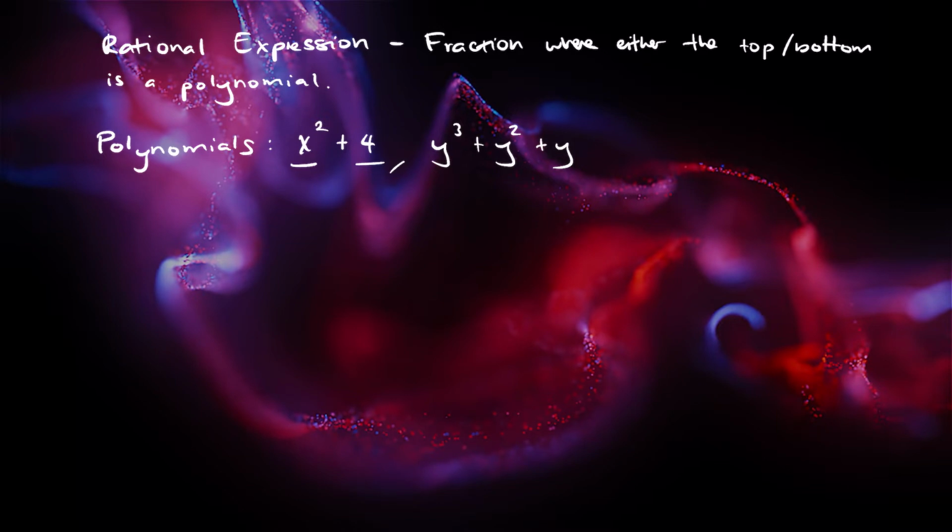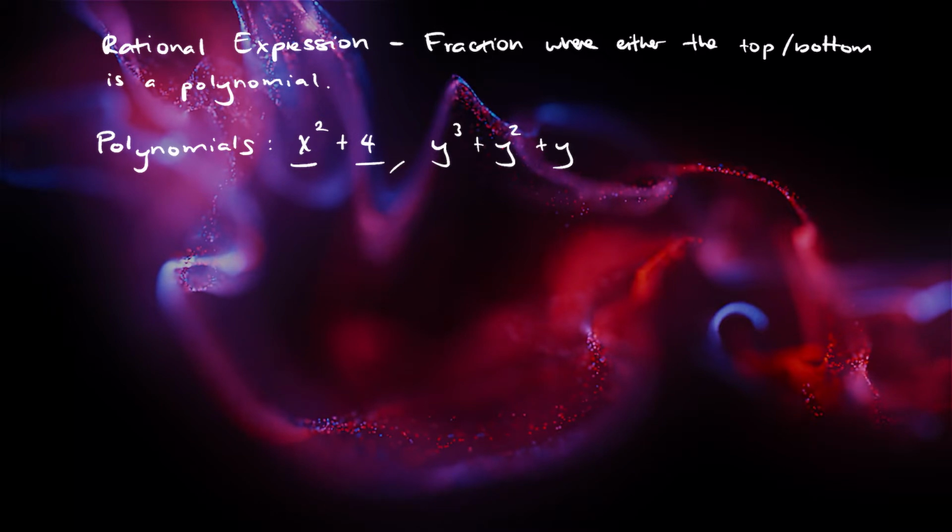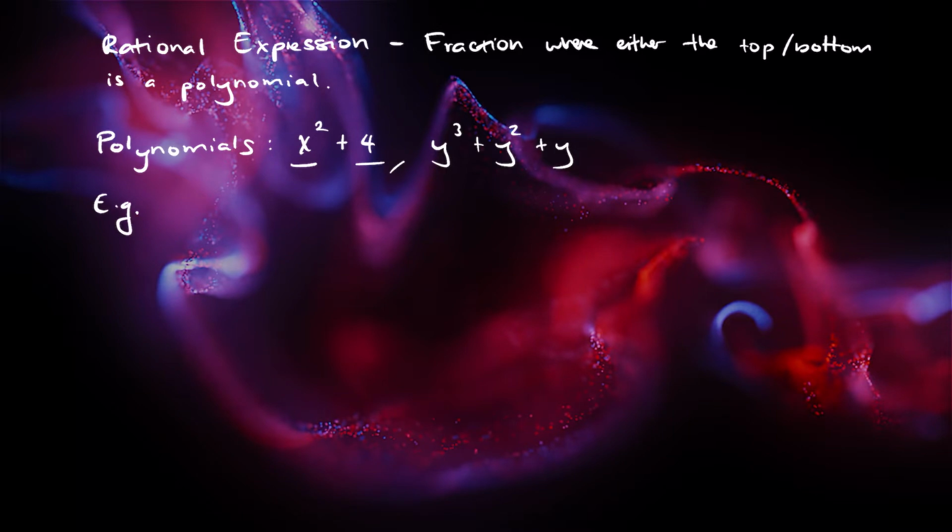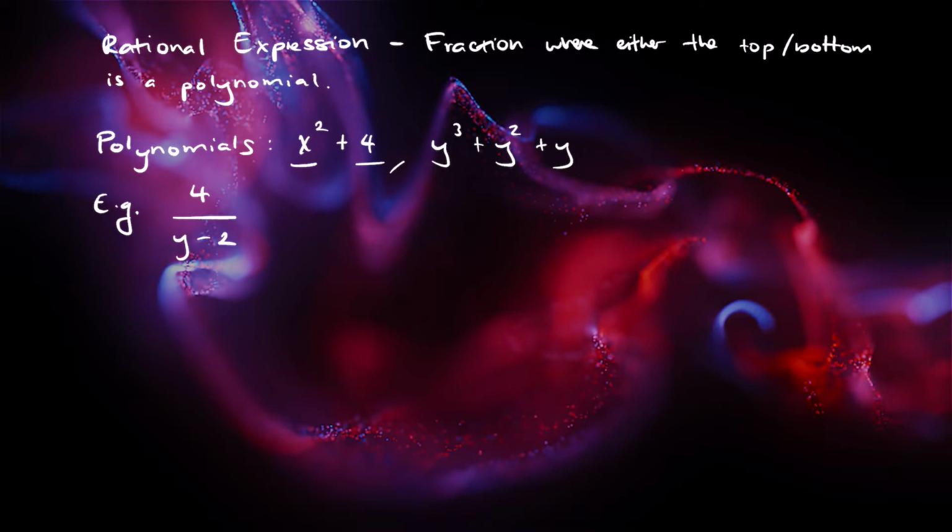Okay, so a rational expression is a fraction where either the top or the bottom, or even both potentially, are polynomials. So let's do some examples of what a rational expression may look like. For example, 4 divided by y minus 2 is a rational expression because we've got a fraction and the denominator, or the bottom half of the fraction, is a polynomial.